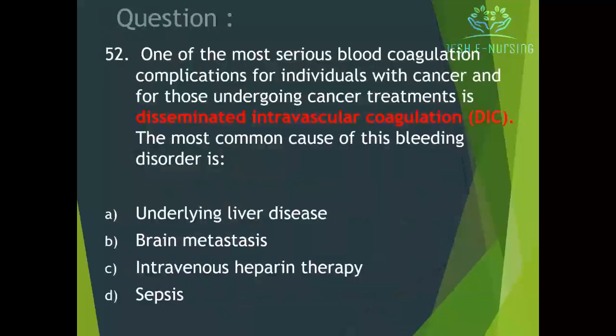Next, question number 52. One of the most serious blood coagulation complications for individuals with cancer and for those undergoing cancer treatment is DIC, disseminated intravascular coagulation. The most common cause of this bleeding disorder is sepsis. Why is this the common cause? What will happen once the person is having DIC? Once the person is having this disorder, factor 12 will be affected.